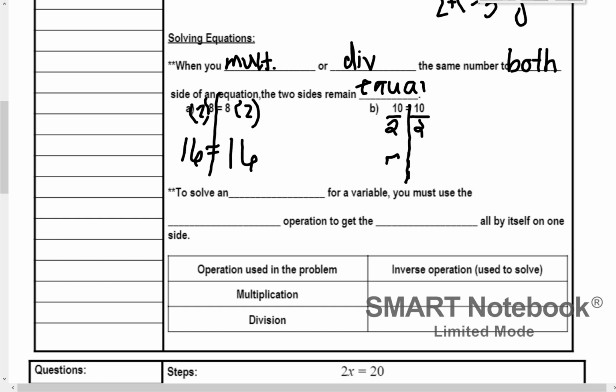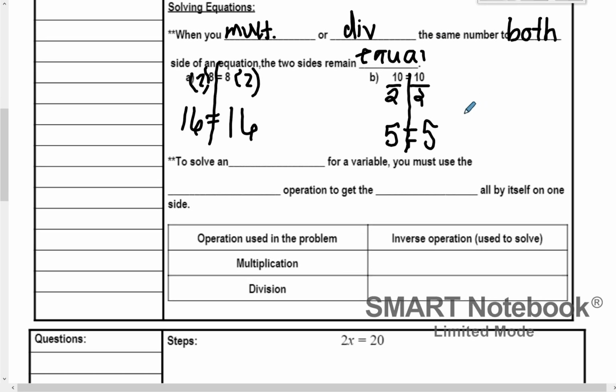10 divided by 2 is 5. It is staying the same. So we're just proving that what I told you up here is true, basically. Which we already knew.